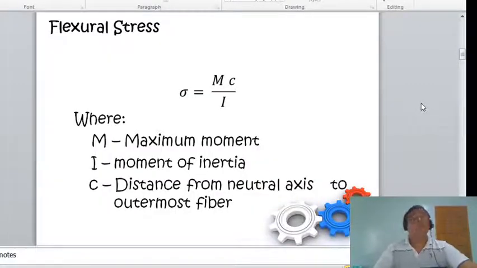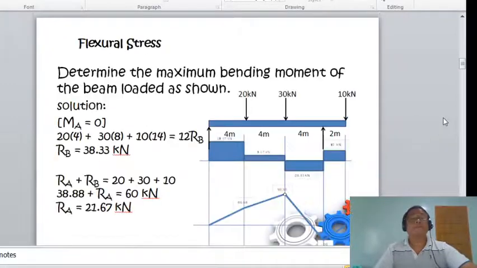The basic equation for the flexural stress is sigma equals Mc over I. If you remember your strength of materials, this is also introduced in that subject. M is the maximum moment, c is the distance from the neutral axis, the center of the beam, to the outermost or extreme fiber, and I is the moment of inertia, which can also be computed.